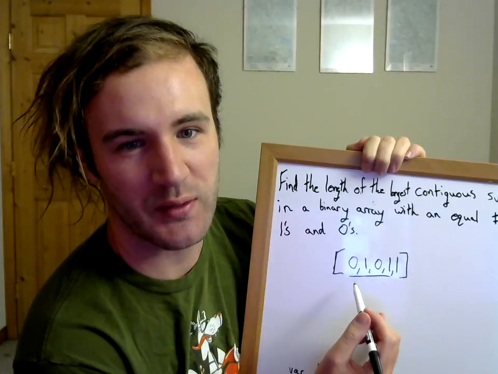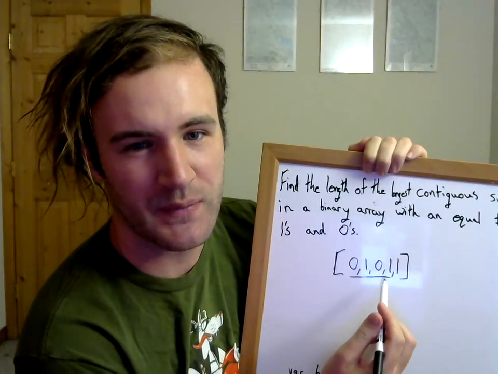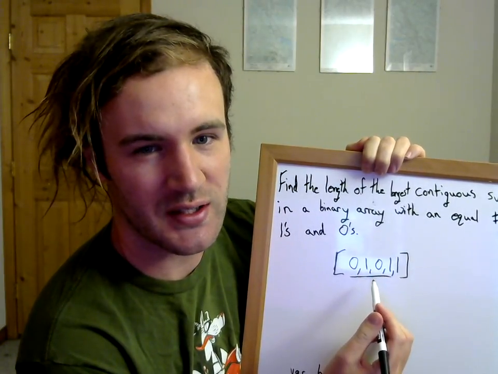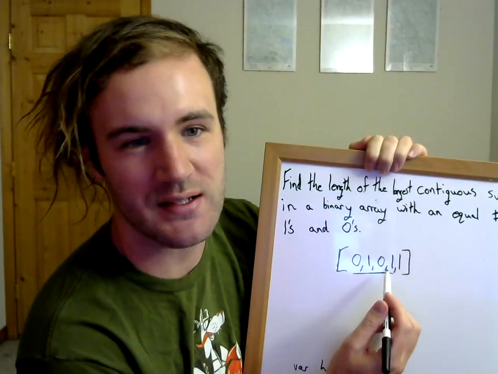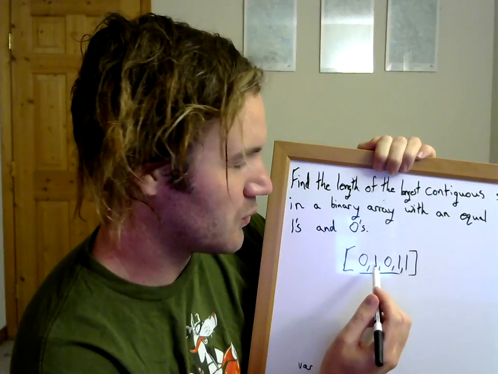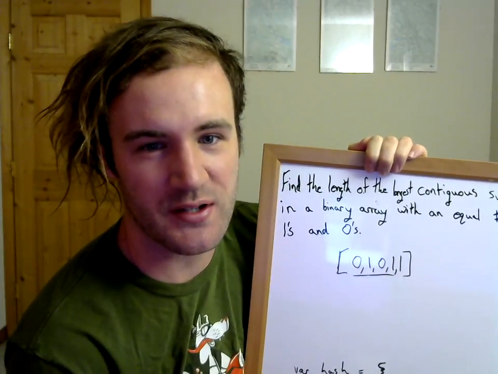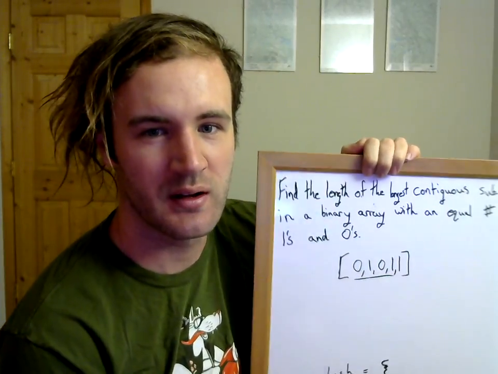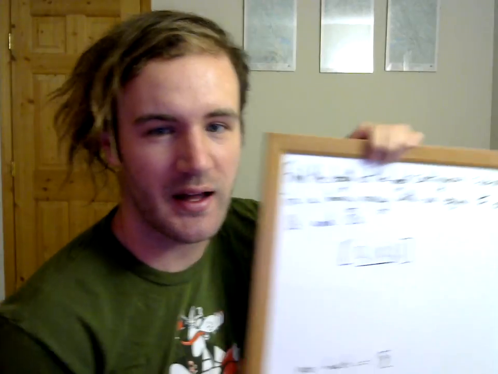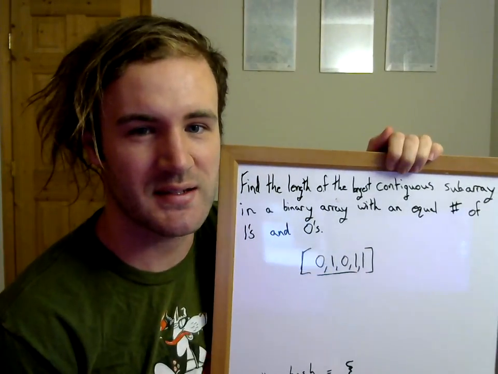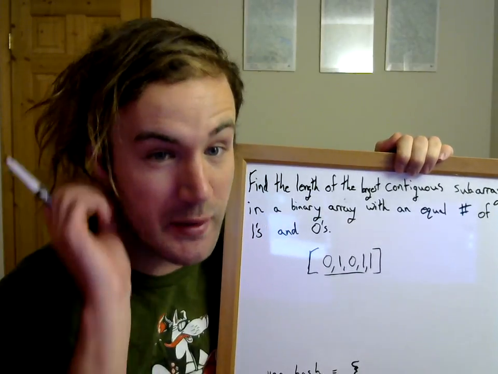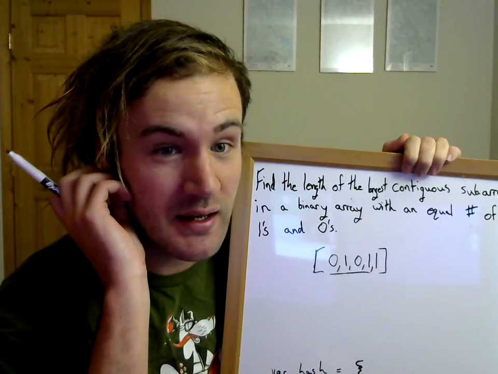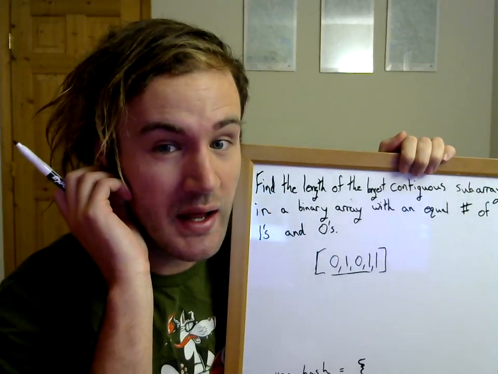Like in this one, we have 0, 1, 0, 1, 1. The longest contiguous subarray is 4 because we have 0, 1, 0, 1, equal number of zeros and ones. Just like with a lot of problems like this, there's a trick, so you really want to just sit down and think about it before you start doing anything coding wise or writing wise.